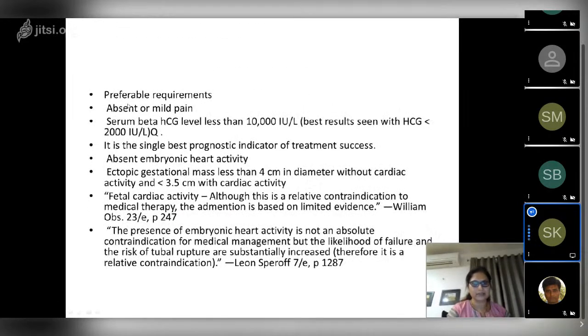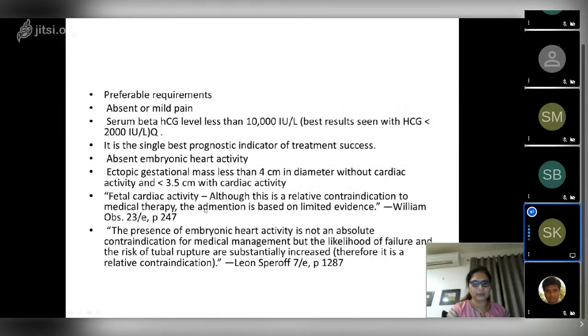Preferable requirements are absent or mild pain, and serum beta HCG level less than 10,000 international units. Best results have been demonstrated when the HCG level is less than 2,000 IU per liter, and it is the single best prognostic indicator of treatment success. Also preferable are absent embryonic heart activity, and an ectopic gestational mass less than 4 centimeters in diameter without cardiac activity, and 3.5 centimeters with cardiac activity.